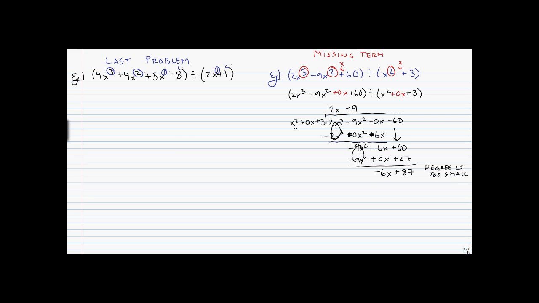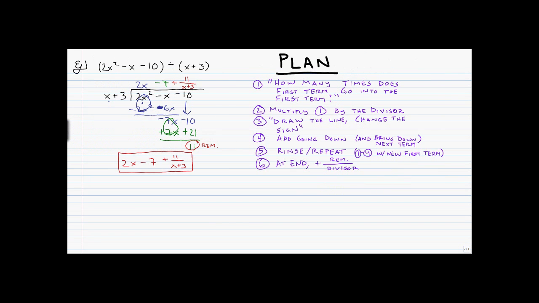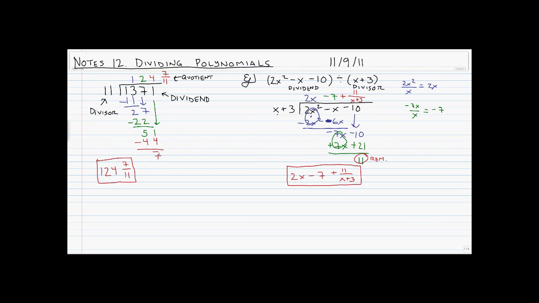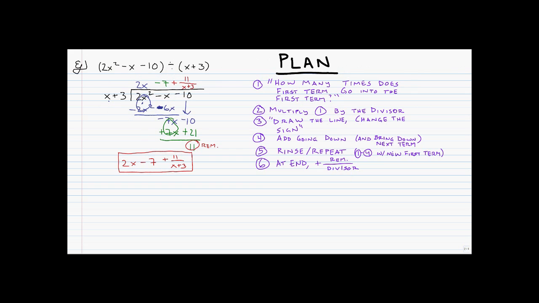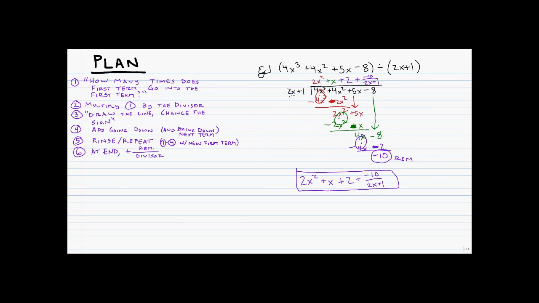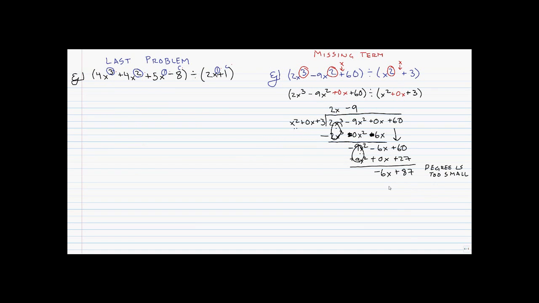It's just like back in our original problem. Let's see if I can get all the way back up here. If you remember, once we got here, 7 was just too small for 11 to go into. Well, it's the same thing here, except now it's in polynomial terms. So we are stuck at this point. The degree is too small. This is actually going to be our remainder. This guy, this beast, that is our remainder.